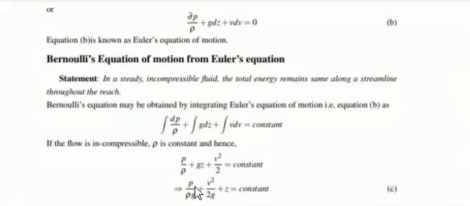Dividing this equation by g, we will get P by rho g plus v square by 2g plus z is equal to constant. That is equation number C.